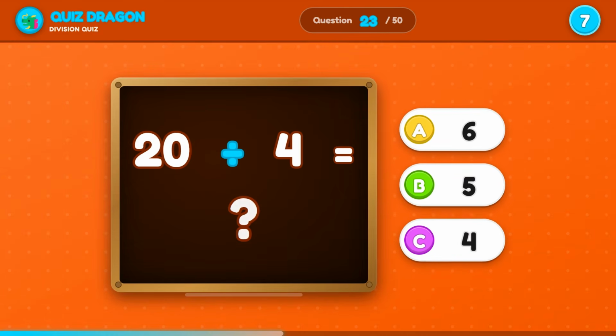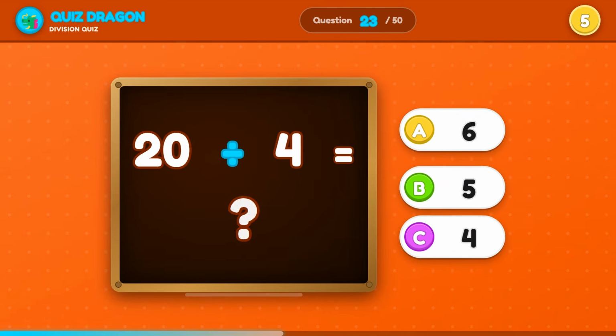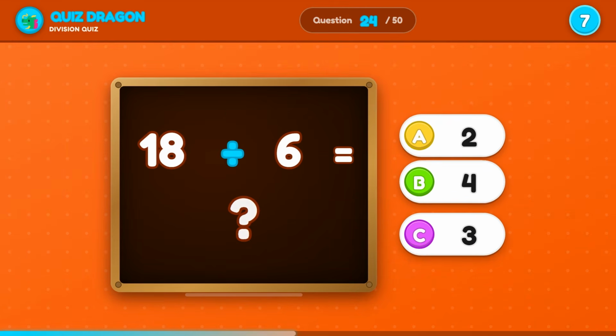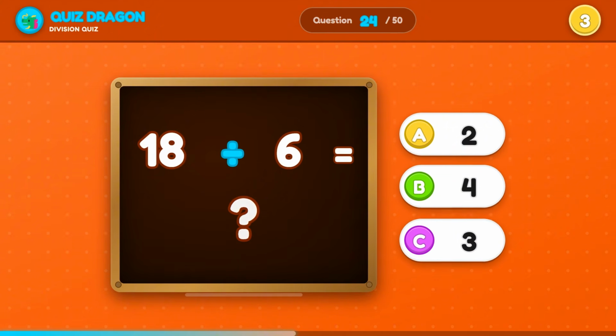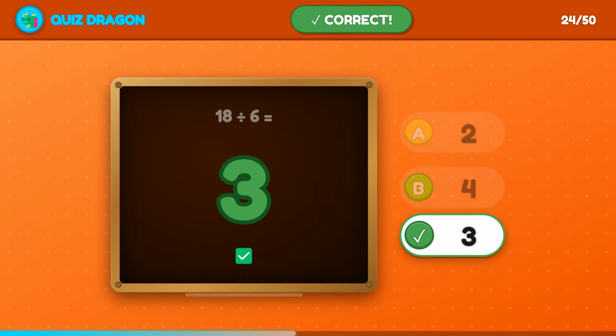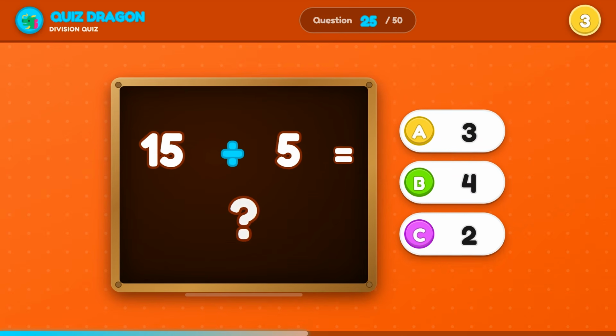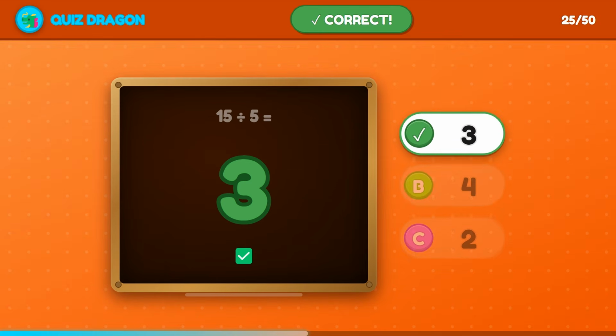Question 23. What is 20 divided by 4? The correct answer is B, 5. Question 24. What is 18 divided by 6? The correct answer is C, 3. Question 25. What is 15 divided by 5? The correct answer is A, 3.